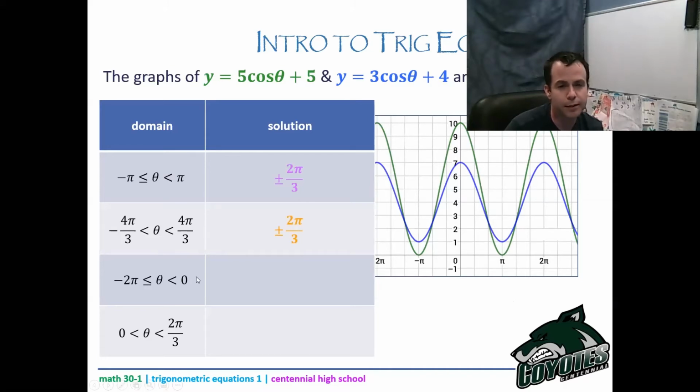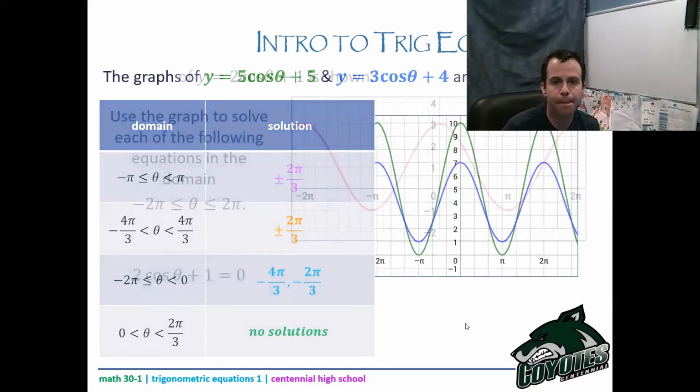Negative 2 pi to 0, that would just be the negative versions, negative 4 pi over 3 and negative 2 pi over 3. And then 0 to 2 pi over 3, that's like the fourth one I gave you on the first table, except I can't be 2 pi over 3 this time, and 2 pi over 3 was actually my only solution in that set. So there is no solution. You have to say no solutions. Don't say 0 because 0 is a number. Say no solutions. Okay? Awesome.